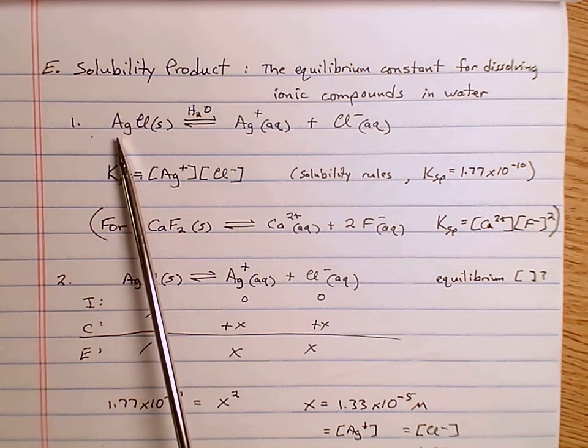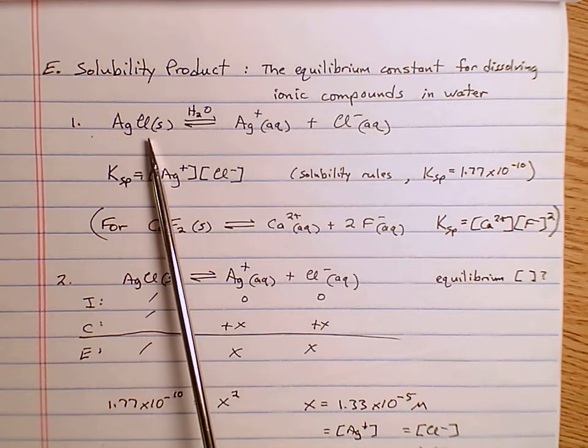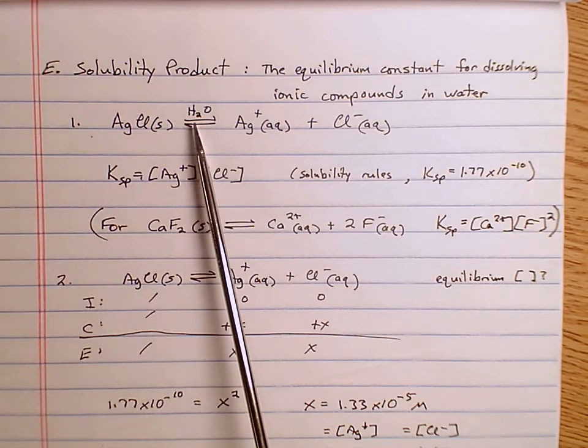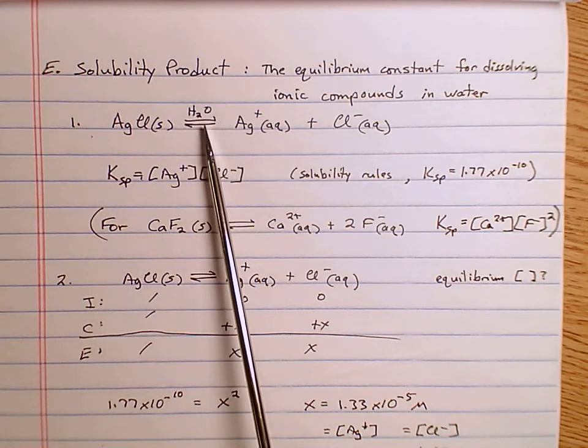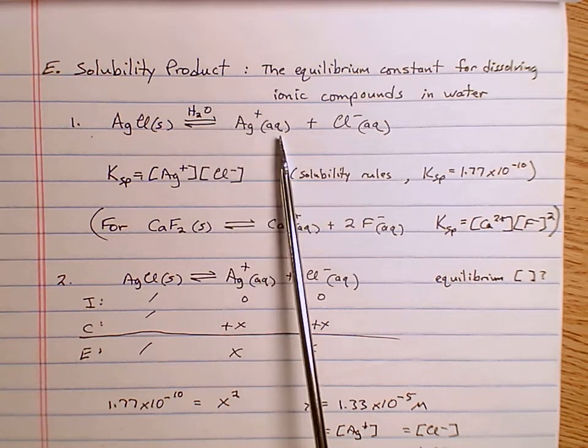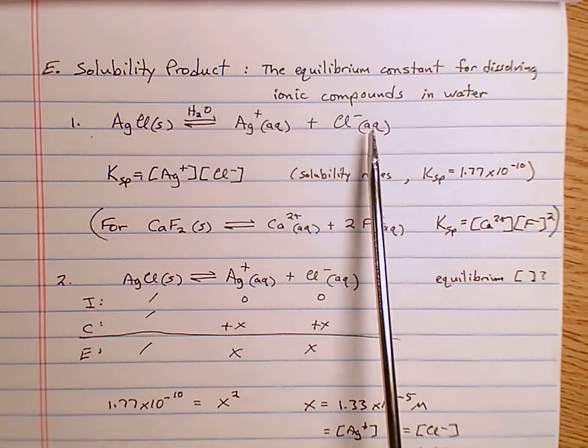So, for example, look at this one right here. If we've got silver chloride solid, I'm going to put water above the equilibrium arrows just to say we're dissolving in water, but I don't want this as a reactant in my equation. Well, that will make Ag+ aqueous plus Cl- aqueous.